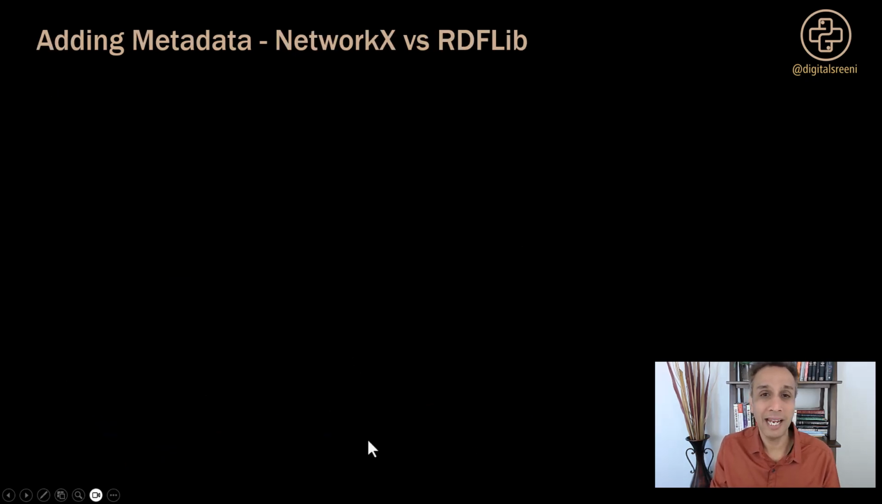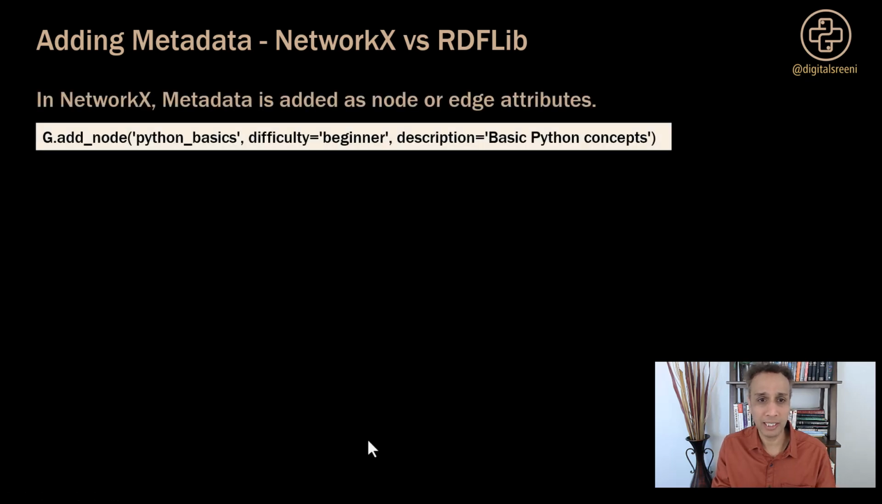And now let's add metadata. In NetworkX, the metadata is just added to your nodes or edges. We saw this earlier when I added a node: you have difficulty as beginner and description. You can add a description, you can add weight, you can add other aspects, right? It can have many attributes as part of your metadata. So here the description is basic Python concepts.